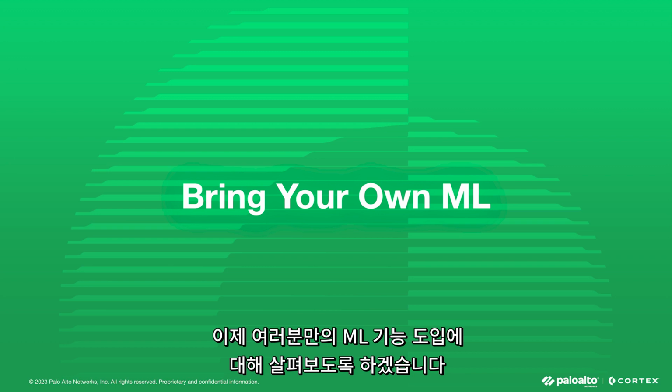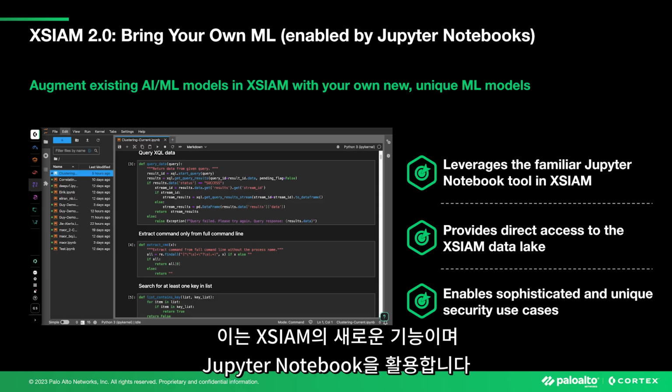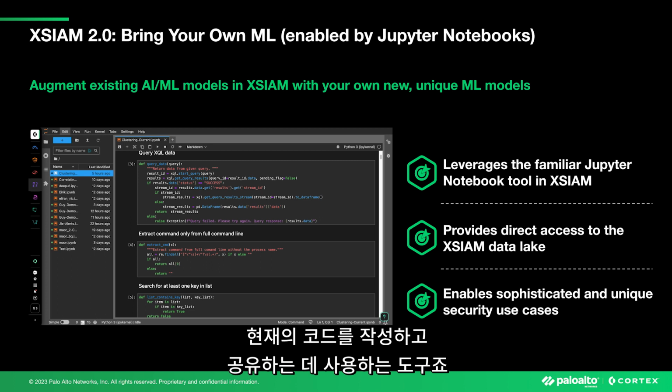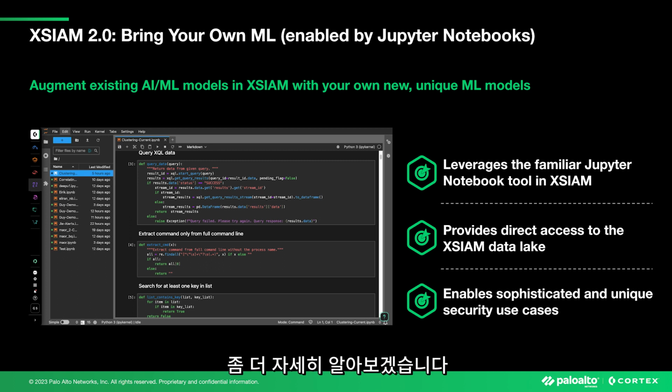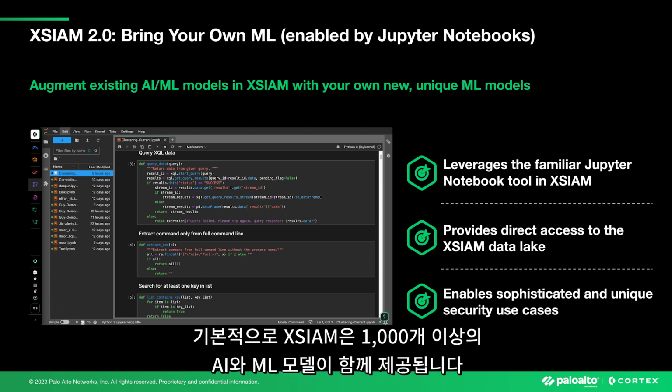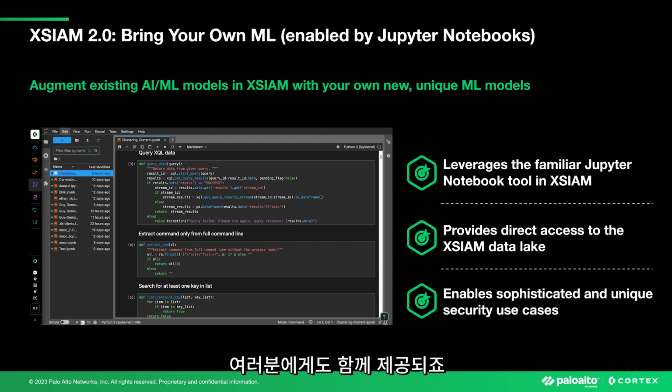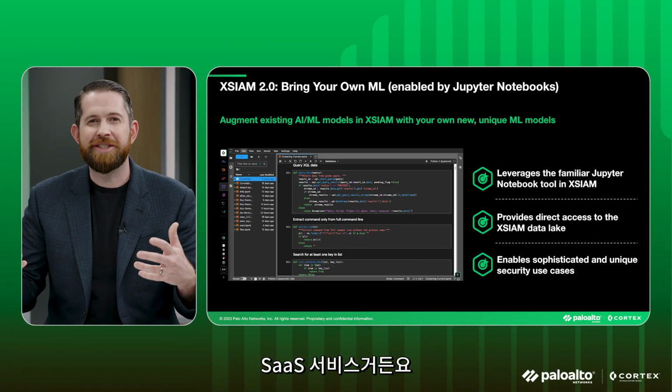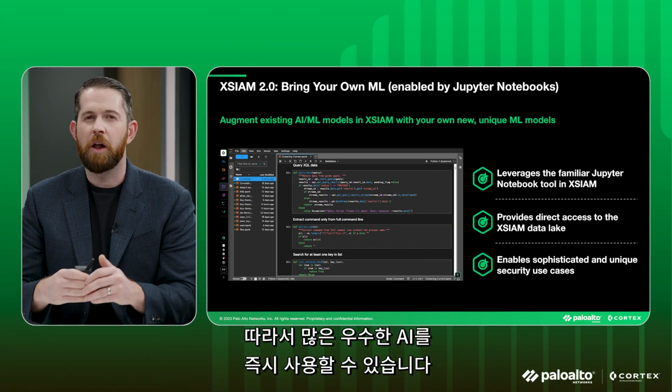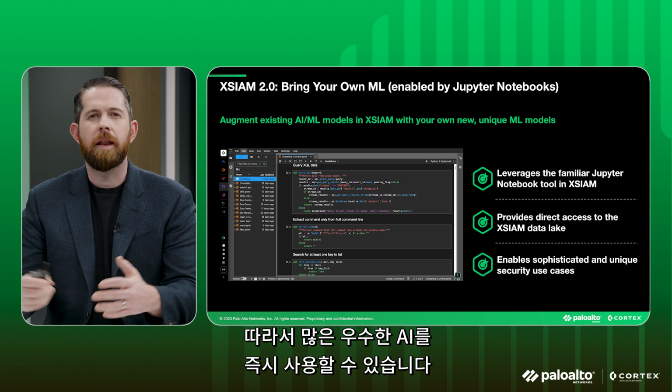Let's now move to what we call your Bring Your Own ML capability. This is a new feature within XSIAM that leverages Jupyter Notebooks, which is a tool that you might be using to write and share code at the moment. Now, let me be clear with this. Out of the box, XSIAM comes with more than 1,000 AI and ML models. So it's shipped to you, well, it's a SaaS service, so it's available to you with a lot of great AI out of the box.